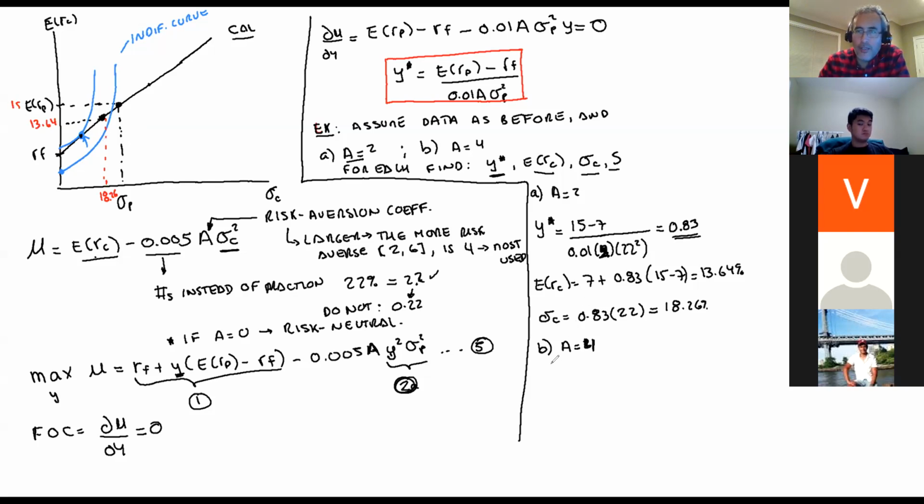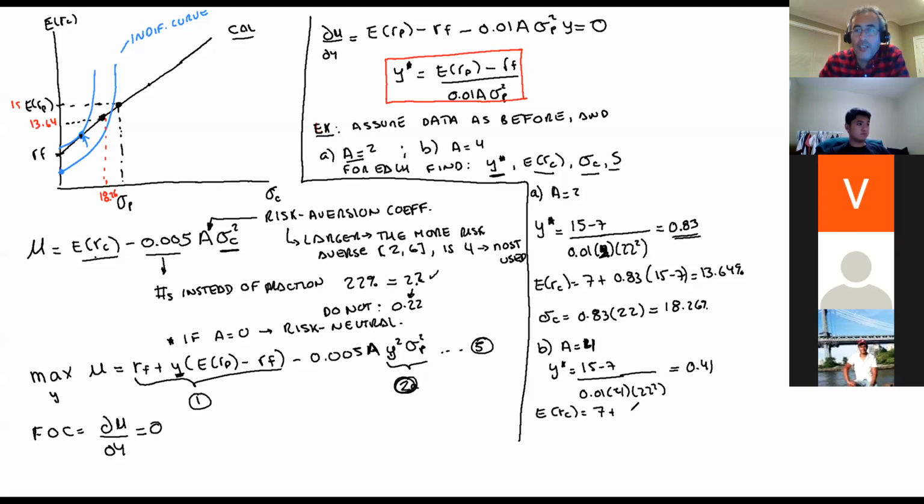Okay, so let's compute that. So y star is going to be, in this case, 15 minus 7. The only thing that changes is my A, 0.01 times 4 times 22 squared. So what do you get here? Well, I got 8 over 19.36, and it's 0.41. Excellent.